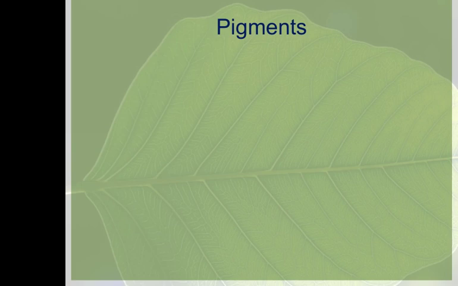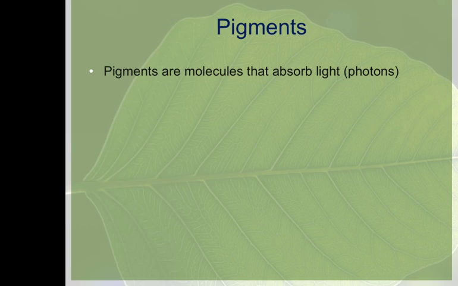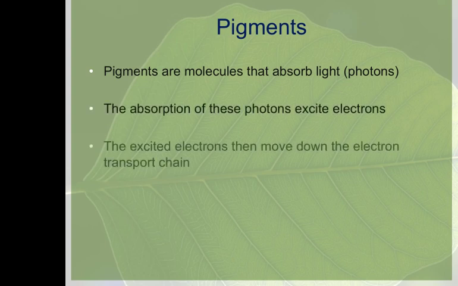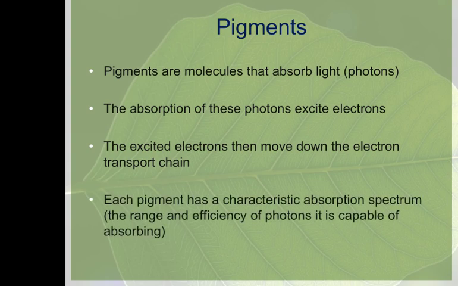How does a plant capture light energy from the sun? Plants use pigments to do this. Pigments are molecules within plants. They capture photons, which are discrete particles of light. As the photons are absorbed by pigments, electrons are excited, and they move down an electron transport chain. There are different types of pigments in plants, and each one has certain wavelengths that it is best at capturing.